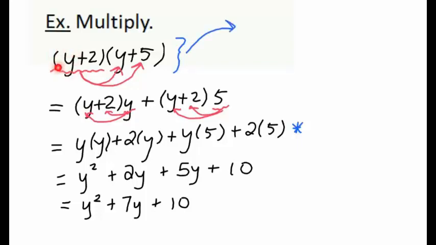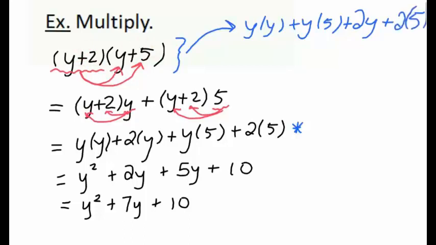So that means I could match up this y with this y to get y times y. Then I could match up this y with this number 5 to get y times 5. I could match up the number 2 with this y to get 2 times y. And I could match up this 2 with this 5 to get 2 times 5. And that's exactly what we have down here in this starred spot, right? Y times y plus y times 5 plus 2 times y plus 2 times 5.